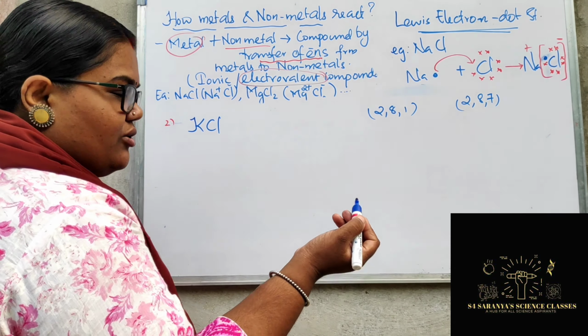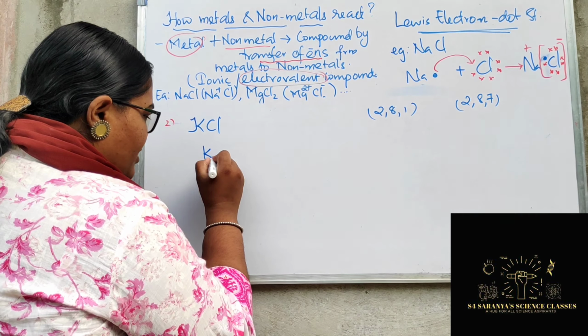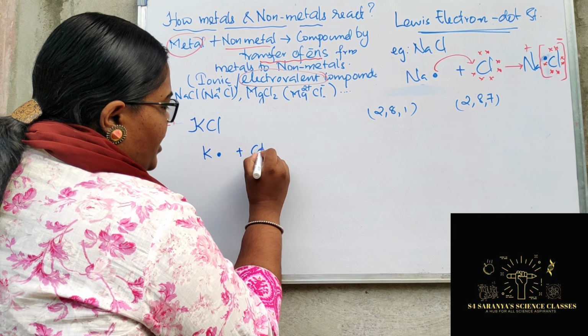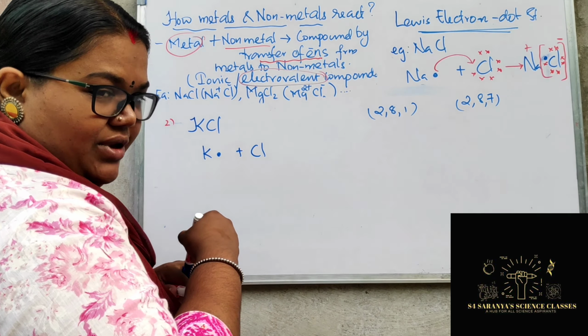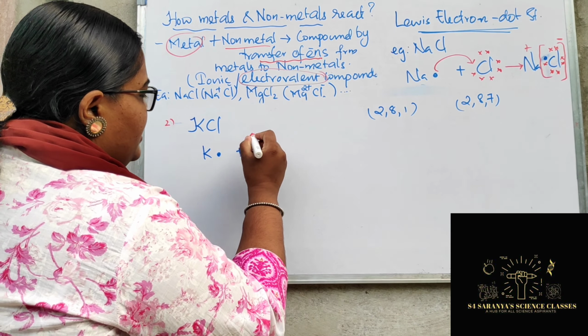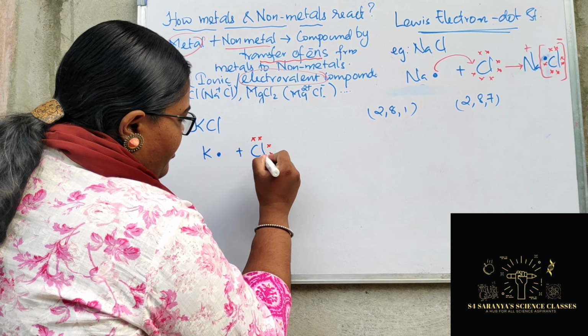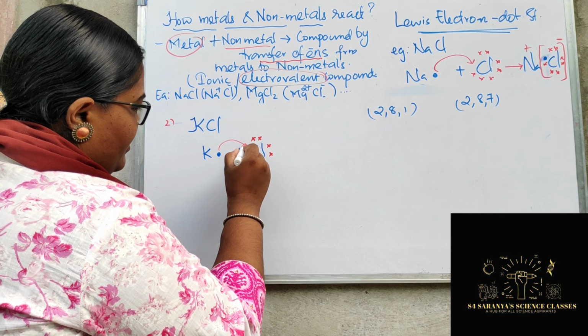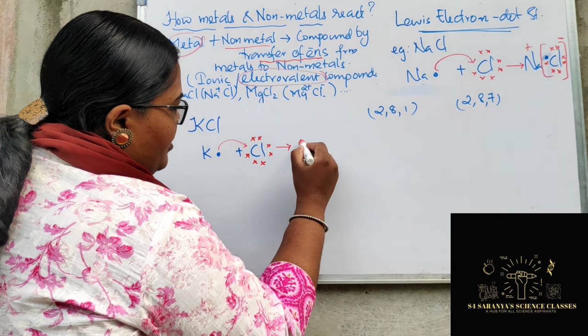So potassium, according to its atomic number, you can write it. I am representing here 1 electron, right? And chlorine, here also you can see that 7 will be there. There is only 1 electron needed. So 1, 2, 3, 4, 5, 6, 7. So this electron will be given here, and what is the compound making?